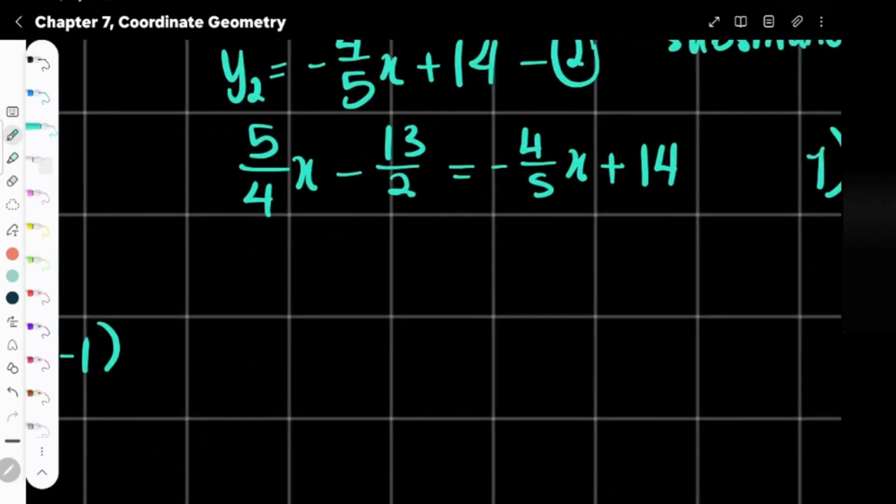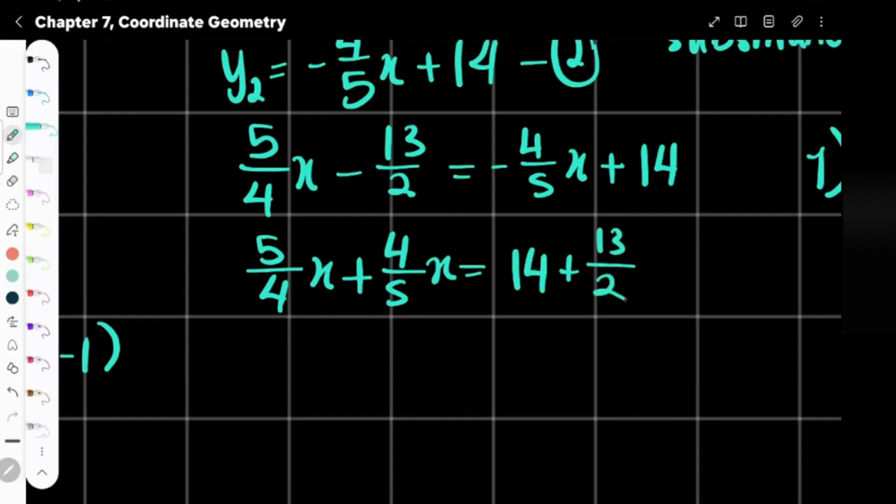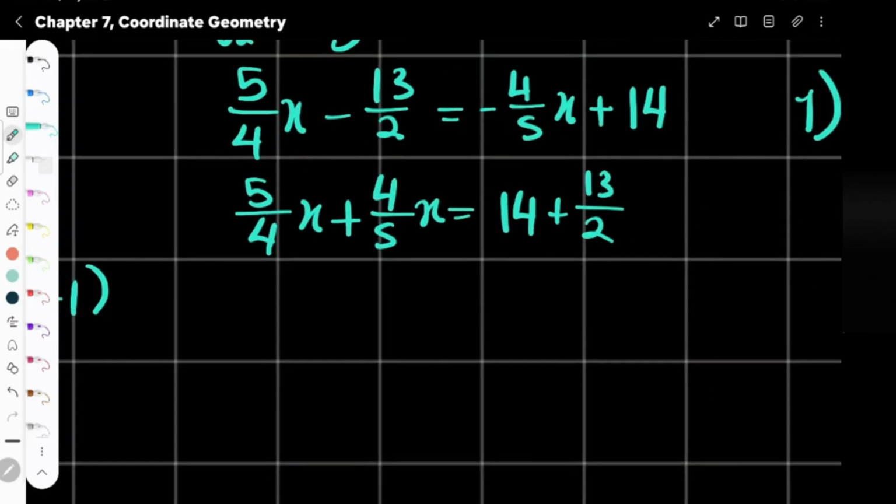Now you have to solve for x. You have to leave x alone and then find the value of x. So let me gather those two terms together. This one moves to the other side and becomes plus 4/5 x. And this one you can move to the other side as well, so it becomes plus: 14 plus 13/2. Now you use your calculator.